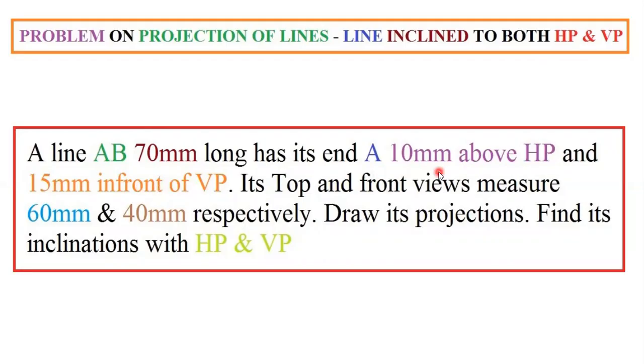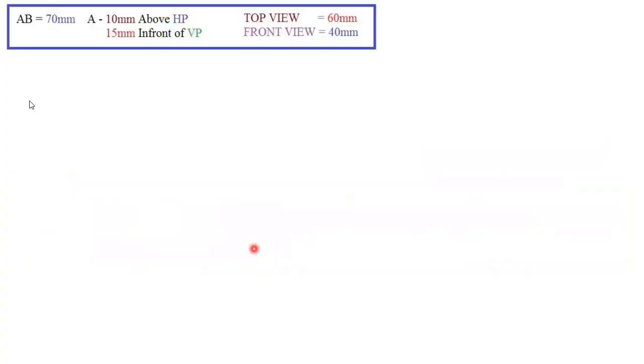10 mm above HP means we need to plot a point A dash above the XY line. 15 mm in front of VP means we need to plot a point A below the reference line. Its top and front view measures 60 and 40. So the top view is 60 mm and the front view is 40 mm. Draw its projection and find its inclination with HP and VP. Okay, so these are the given data.